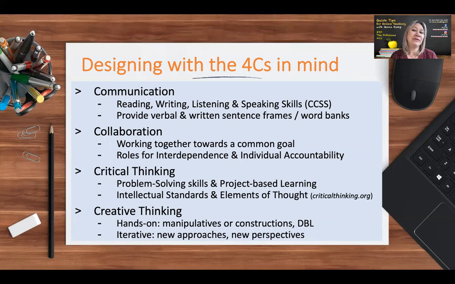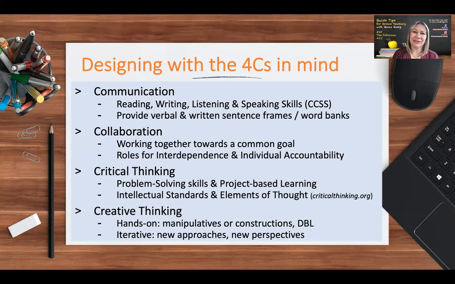So perhaps we're using verbal and written sentence frames for our scholars. We're having word banks for our scholars. We are making sure that we are using perhaps Frayer models to help scholars learn important terms or important concepts. And these are communication learning experiences that we can design as educators that help our scholars better improve their reading, writing, listening, and speaking skills.